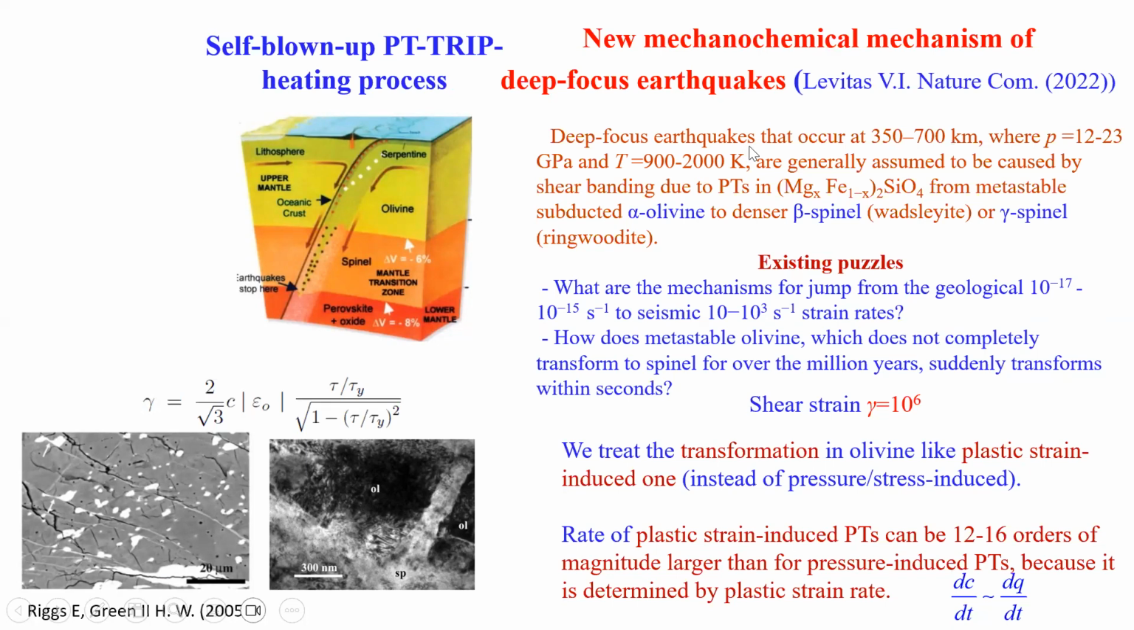Deep focus earthquakes occur at such depths, in such pressure and temperature ranges, and they are generally assumed to be caused by shear banding due to phase transformations from metastable subducted olivine to spinel in this transition zone. But there are many existing puzzles, and two of them are: what is the mechanism for the jump from geological to seismic strain rate? This is 18 orders of magnitude. And also, how does metastable olivine, which does not transform over a million years, suddenly transform over seconds?